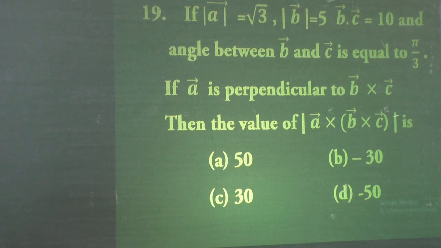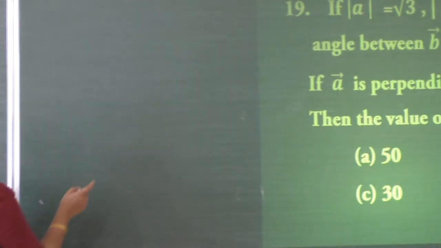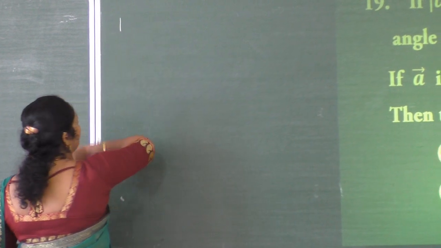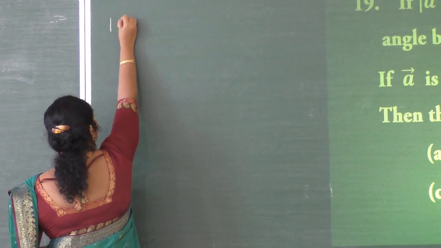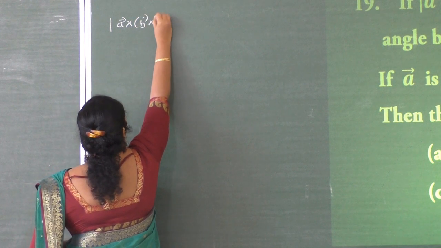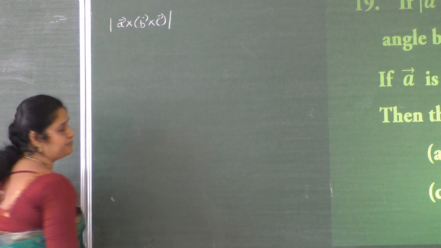That is a vector triple product, with three vectors: vector A, vector B, vector C. You need to find the vector triple product. So I am writing the magnitude of vector A cross vector B cross vector C.